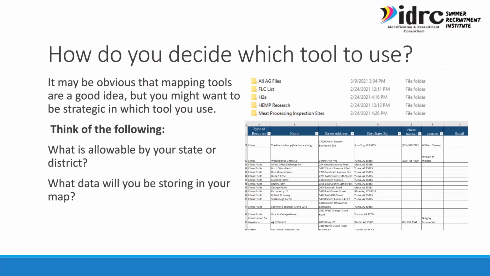So how do you decide which tool you're going to use? There's a lot out there. What are you going to do? Maybe obvious, but what mapping tools are a good idea? You want to think about what is allowable in your state. If you're not using any maps and it doesn't exist, you might need to talk to somebody above you and say, hey, we wanted to come up with this map. This is what we want to put on it. Is it okay?